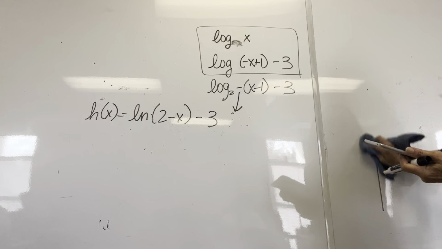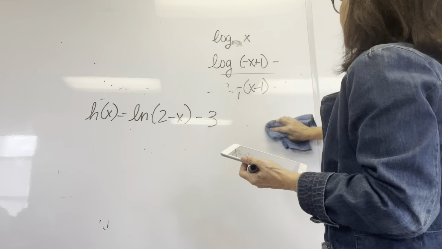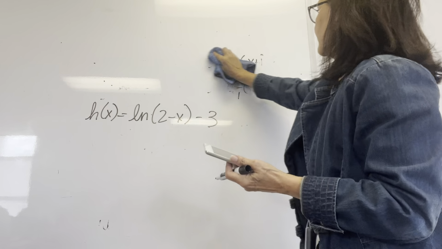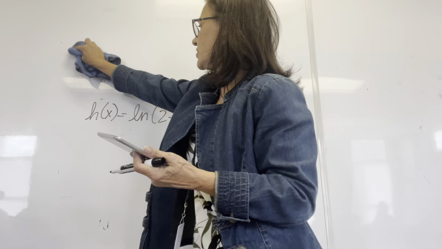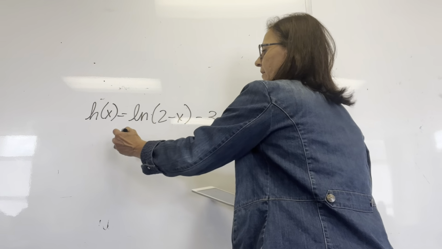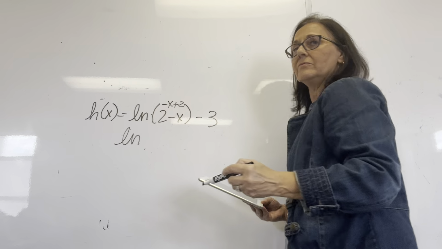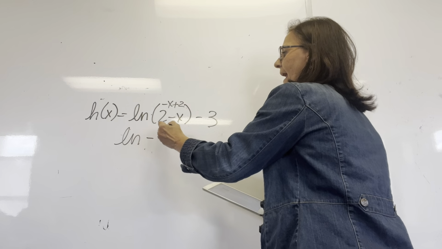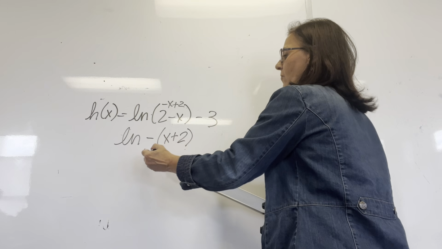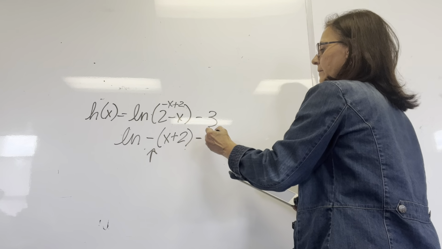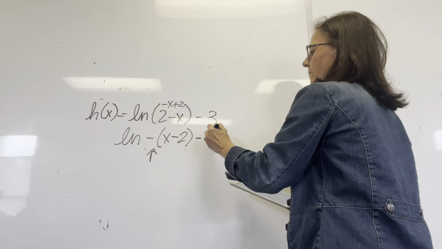What do I have to do here before I can know what my transformations are? We have to switch around and factor out the negative. Yes. My x needs to go first, and then I factor out that negative. So it's negative x plus 2, and when I factor that out, it's x minus 2. Minus 3.